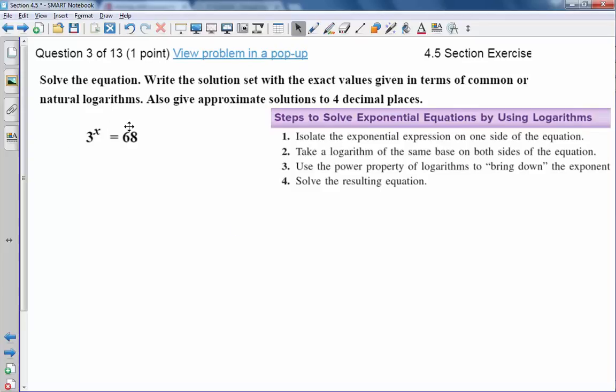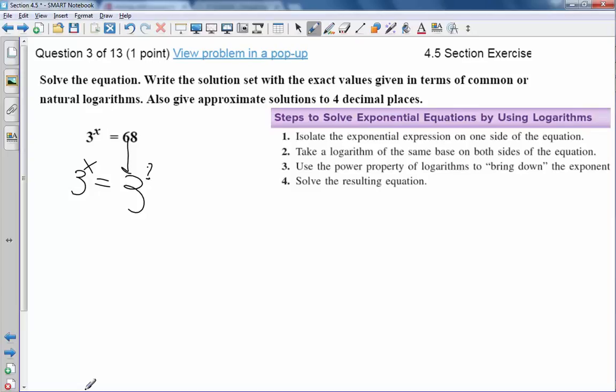Is it not going to work? Maybe. I don't know. Let's see. What we do is we try to turn both sides into powers. Can you guys make 68 into a power of something? What power of 3 is 68? Is it 1? No. 2?